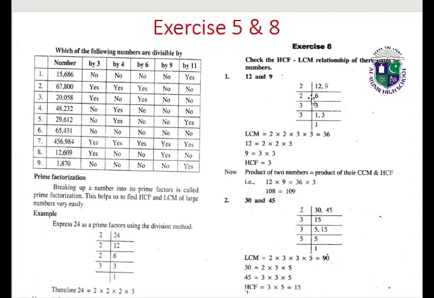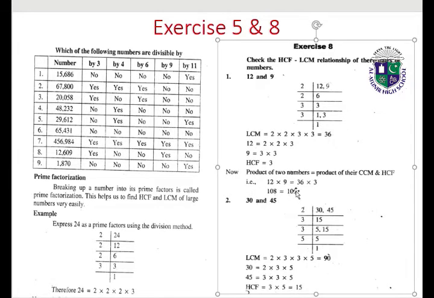Product of the two numbers: 12 multiplied by 9, 12 nines are 108. And 36 multiplied by 3: 3 sixes are 18, 1 carry, 3 threes are 9, 9 and 1 is 10, so 108.